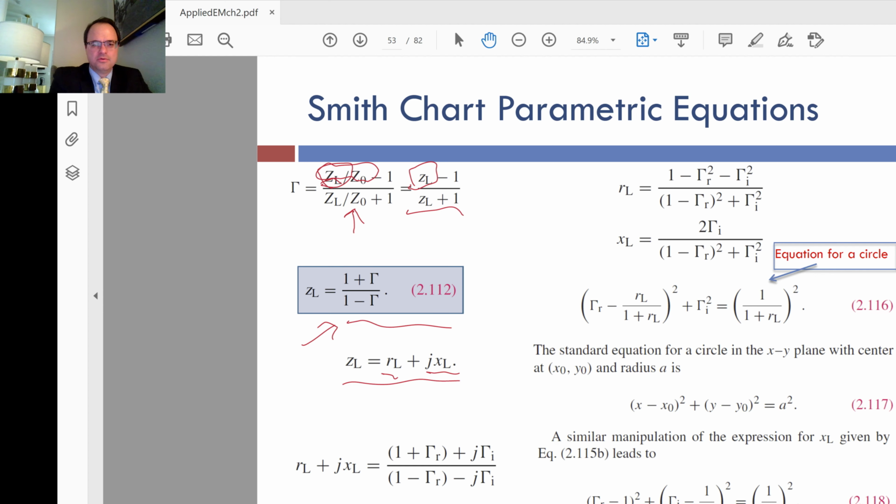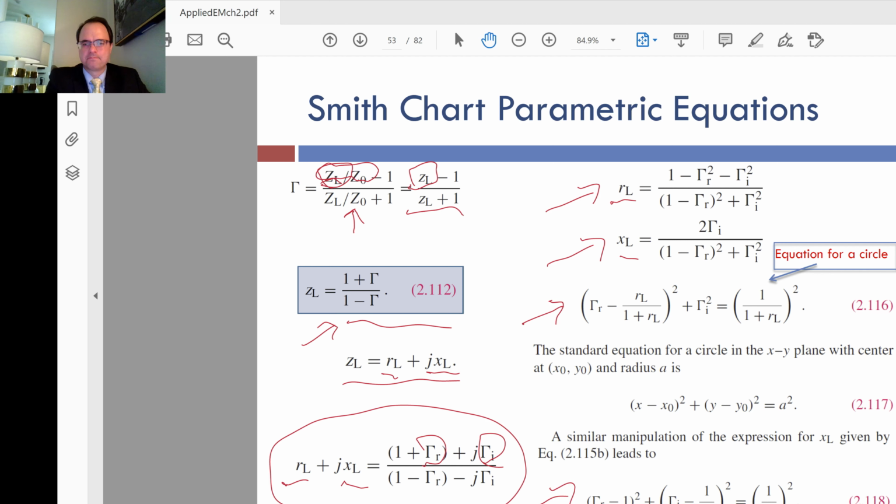We can combine the two to get this and figure out what R sub L and X sub L are in terms of the reflection coefficient, the components, the real and the imaginary. And we get these two equations that give us R sub L and X sub L in terms of the components of the reflection coefficient, meaning the real and the imaginary parts. From these two equations, we can cast these into this for the R sub L equation and this for the X sub L equation.